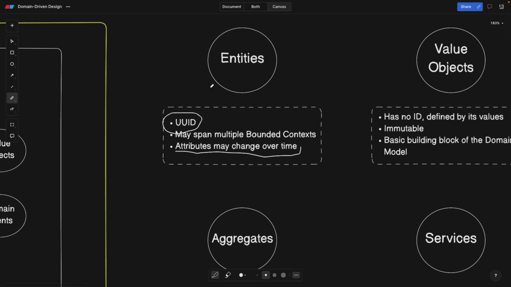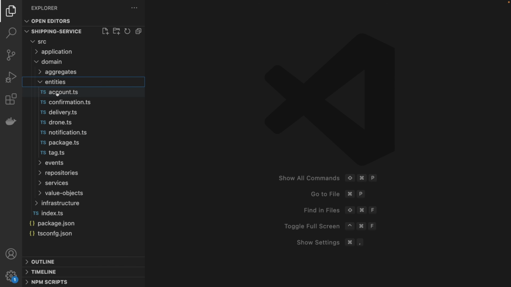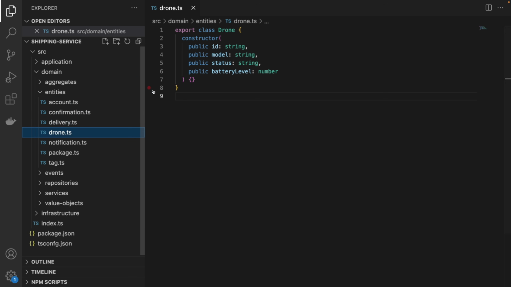Okay, so entities are basically the main classes of our application, because we're gonna take a look at the code as well, and you're gonna see that our source folder is divided into 3 parts. Now we're gonna have domain and entities, and we're gonna have different entities: account, confirmation, delivery, drone, notification, and so on. This is Node.js with TypeScript, so don't be surprised. This is what I use on this channel, but let's take a look at the drone class.